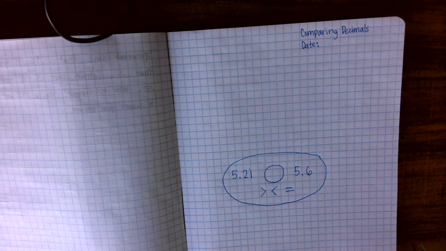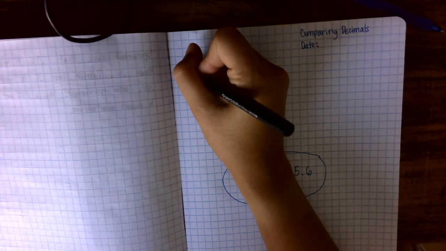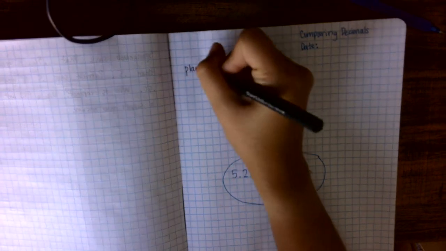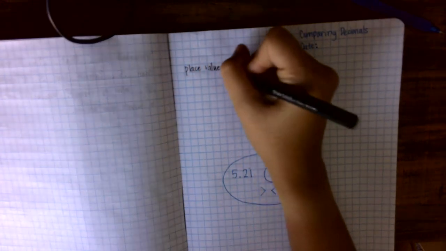The first one is to use a place value chart. So first of all, I'm going to show it using a place value chart.